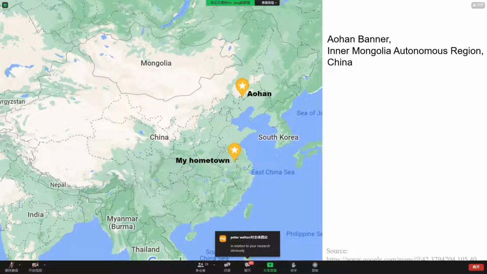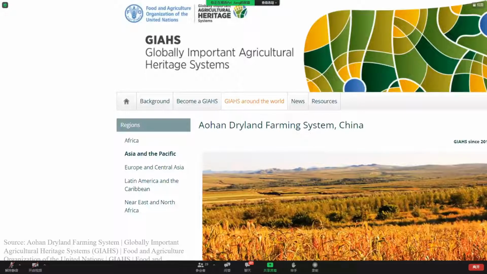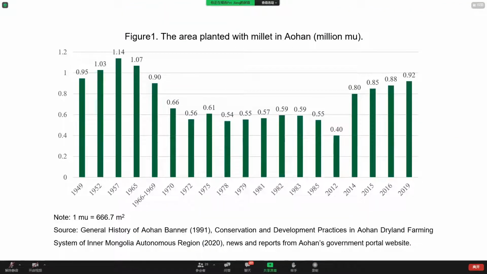Millet is the second largest crop in Aohan, second only to maize. So according to archaeological evidence, the history of Aohan millet can date back to 7,700 to 8,000 years ago, which proves that Aohan is the center of origin of millet. So for its biodiversity and cultural diversity, Aohan dryland farming system was honored as the Globally Important Agricultural Heritage System by the FAO in 2012. So since then, the millet industry has flourished with the promotion of local government, as we can see the trend in figure one. I would like to know more about the seed industry of millet in Aohan.